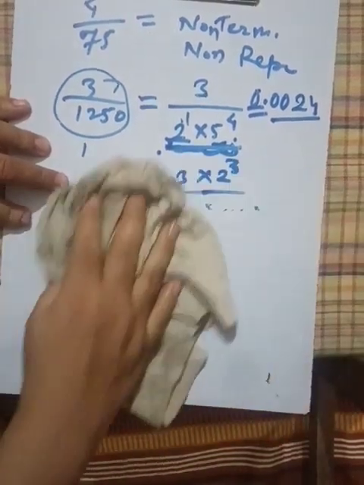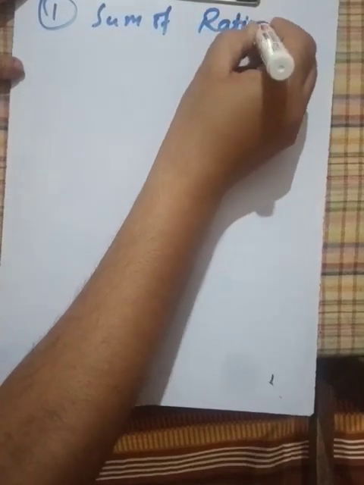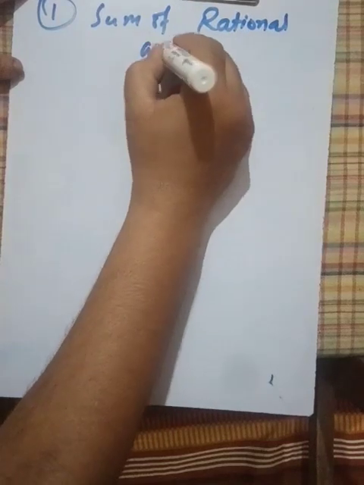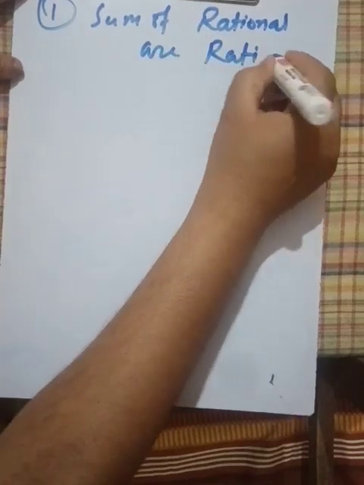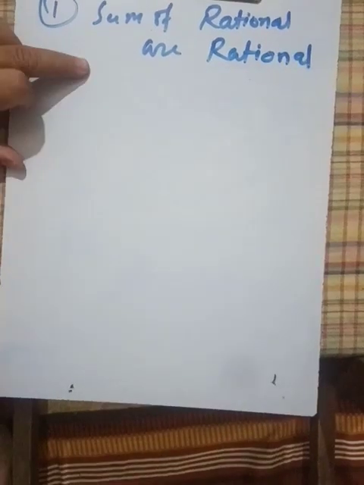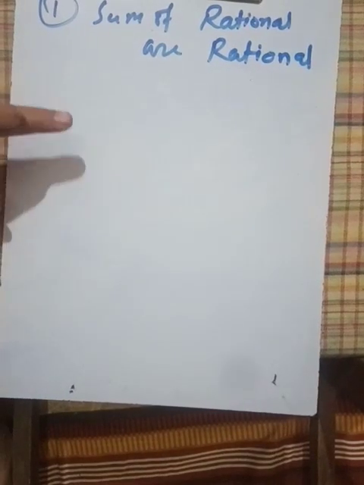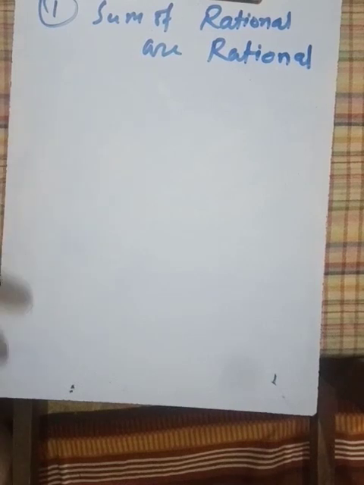Next, now we go for some properties of irrational numbers before going further. For rational numbers, you have learned first, the sum of rational numbers is rational, but in the case of irrational it is not correct. In the case of irrational it is not correct. You have to write all these things in your notebook so that you will revise it properly.